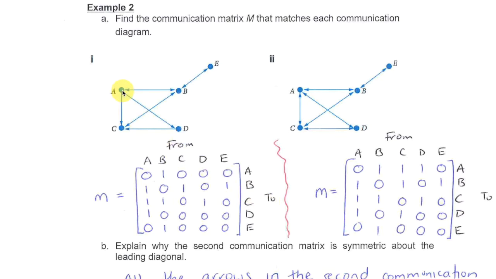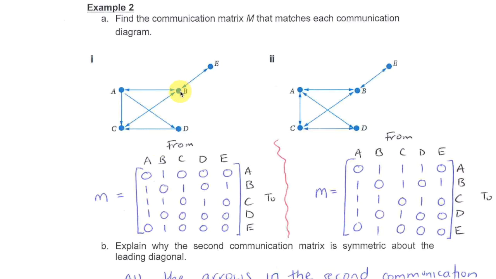And basically we start from the perspective of A. Now from A, where are we going to? We're going to B directly, we're going to C directly, and we're going to D directly. Everywhere else we should have zeros, and that's shown here. B, C, and D, everywhere else zeros. And we just work our way through the diagram.